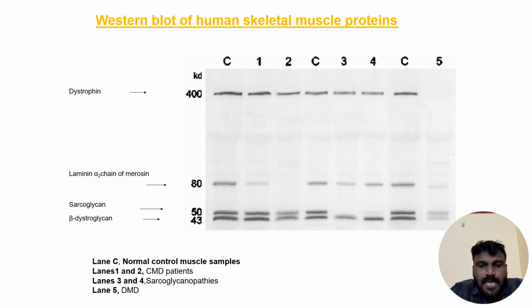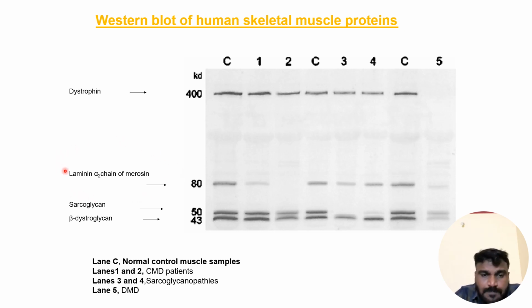We can see how Western blotting is used in genetic diagnosis. We'll take the example of Duchenne's muscular dystrophy, where we assess various human skeletal muscle proteins. For example, lane 1 is a control, and patients 1 and 2 are from the congenital muscular dystrophy patients. You can see that these two patients lack the laminin alpha 2 chain of merosin protein.